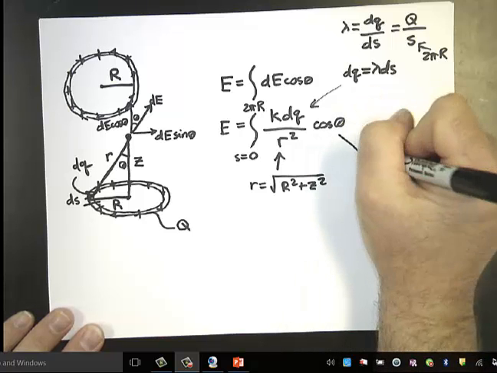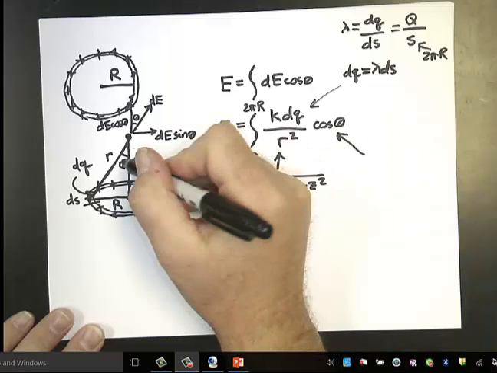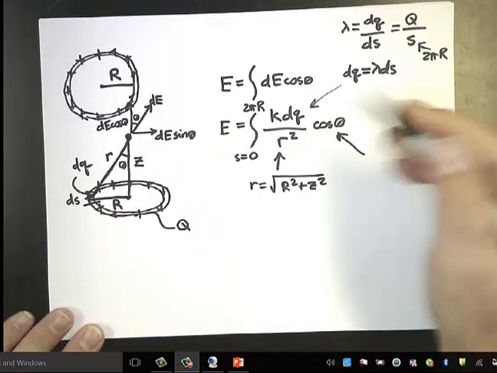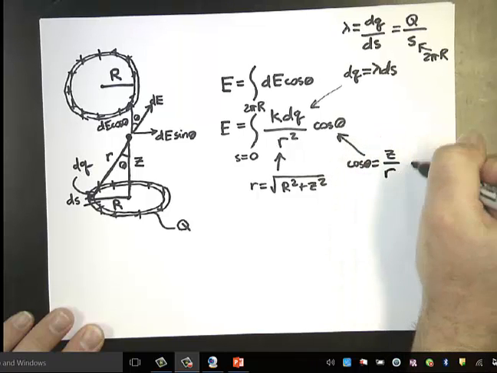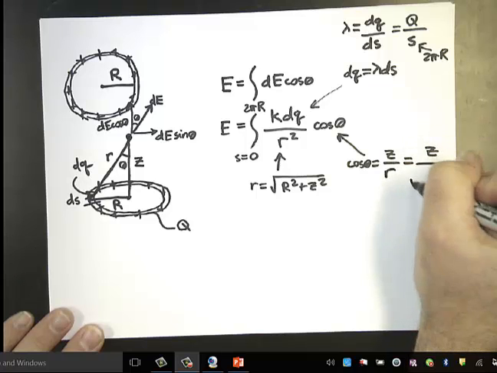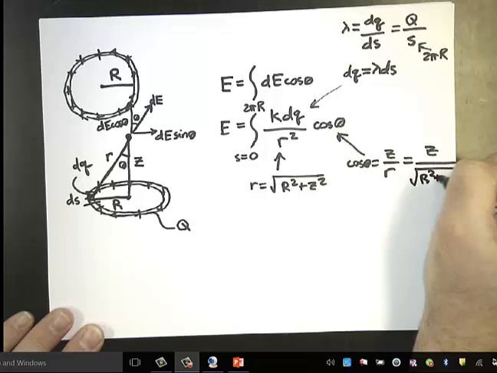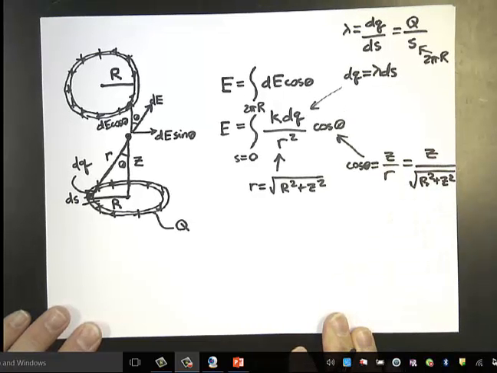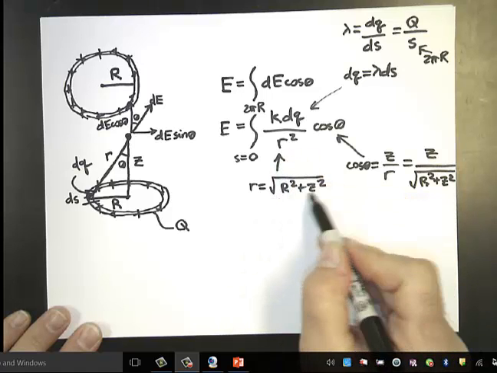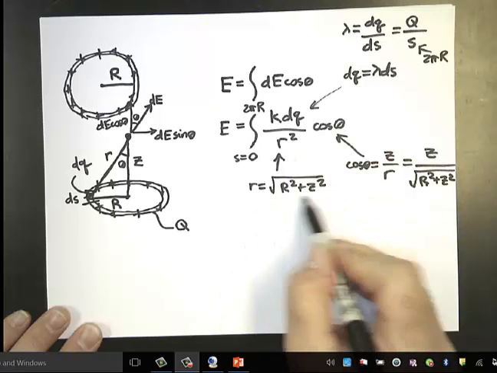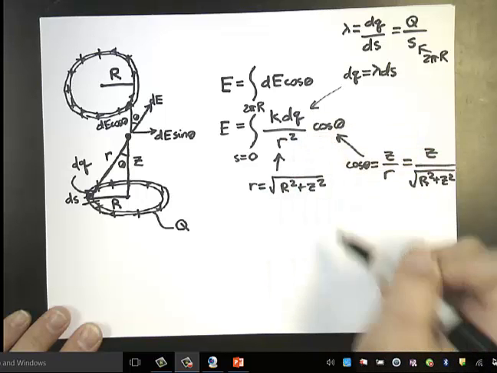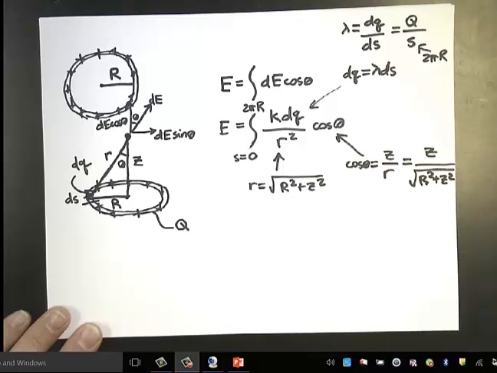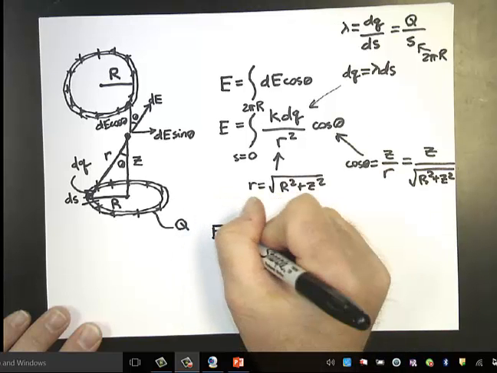Okay? The cosine of theta, if you take a look at my triangle, is adjacent over hypotenuse. Cosine of theta is z over r, or z over the square root of r squared plus z squared. So I'm going to make all these changes at once. I'm going to replace the r here with this, so this guy gets squared, but then he also has to be in the denominator. I'm going to have a z in the numerator, and I'm going to change dq to lambda ds. So I'm going to do this all at once. So get ready. Here we go.